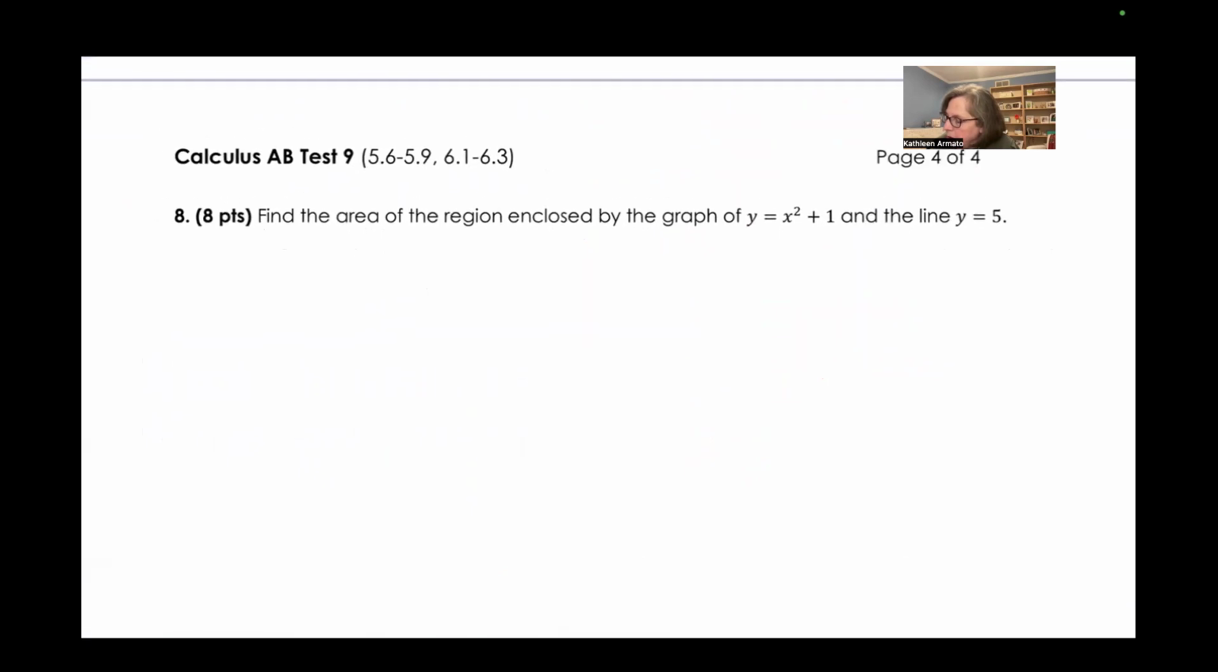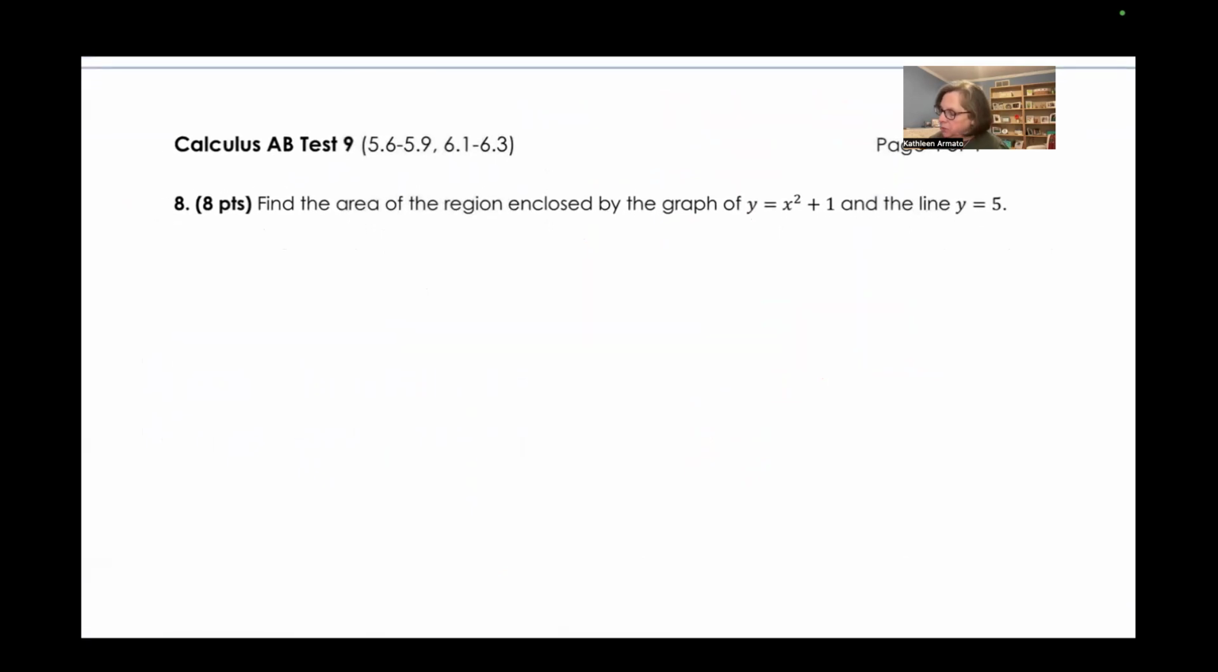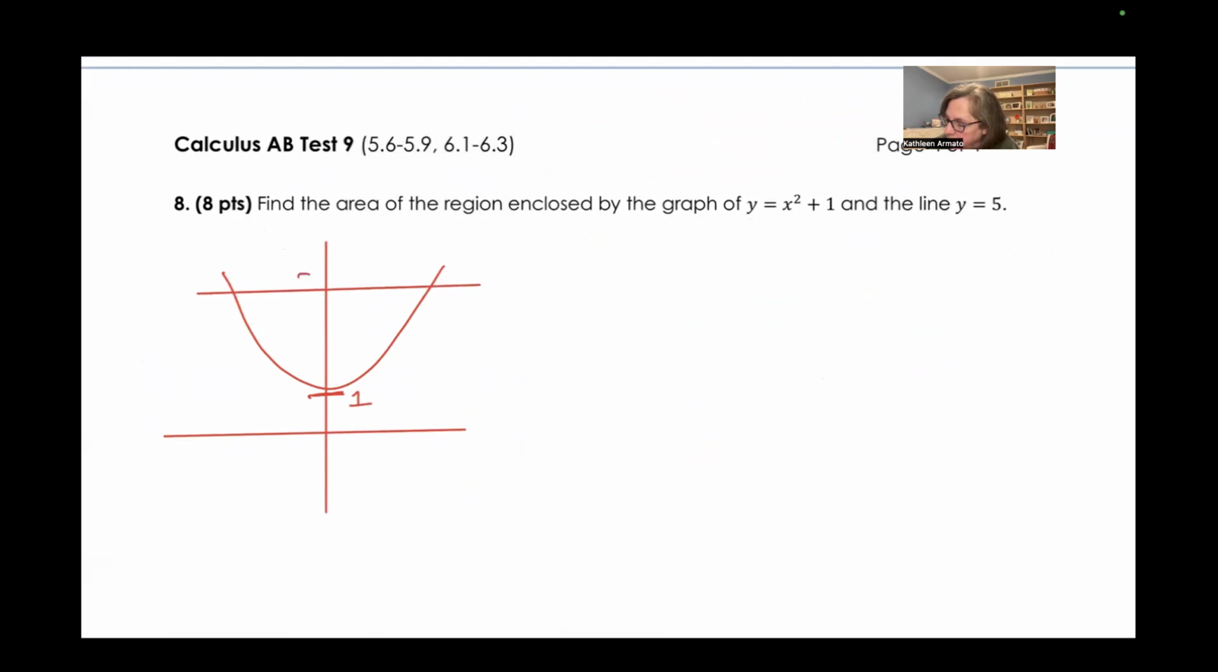All right, find the area of the region enclosed by the graph of y equals x squared plus 1 and the line y equals 5. So yes, you do have to know how to graph x squared plus 1, which is just a parabola raised up 1. The line y equals 5 is a horizontal line here at 5. The area that I'm looking for then is this area. Not the best job of shading, sorry guys.